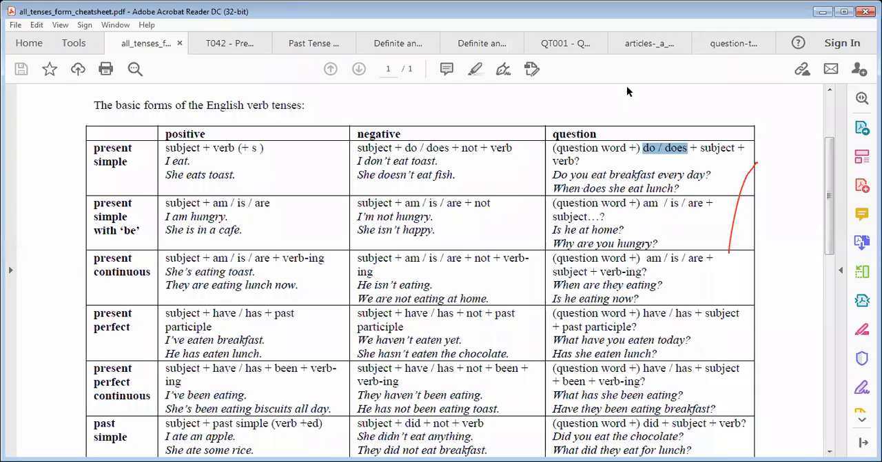Ma'am, do we have tense transformation like simple present to simple past? Yes, yes, they may ask you. They may ask you. Yes. Okay.